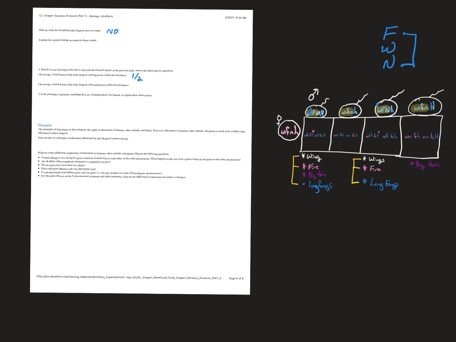Well, small horn, small horn. This is small horn, and I should write it in. What fraction? This is also small horn. So this is small horn, no fire breathing, short fang, no wings. This is small horn, wings, fire breathing, long fangs. This is big horn, this is big horn. So 2 have small horns. How many have fire breathing? Only 1. So again, 1/2.